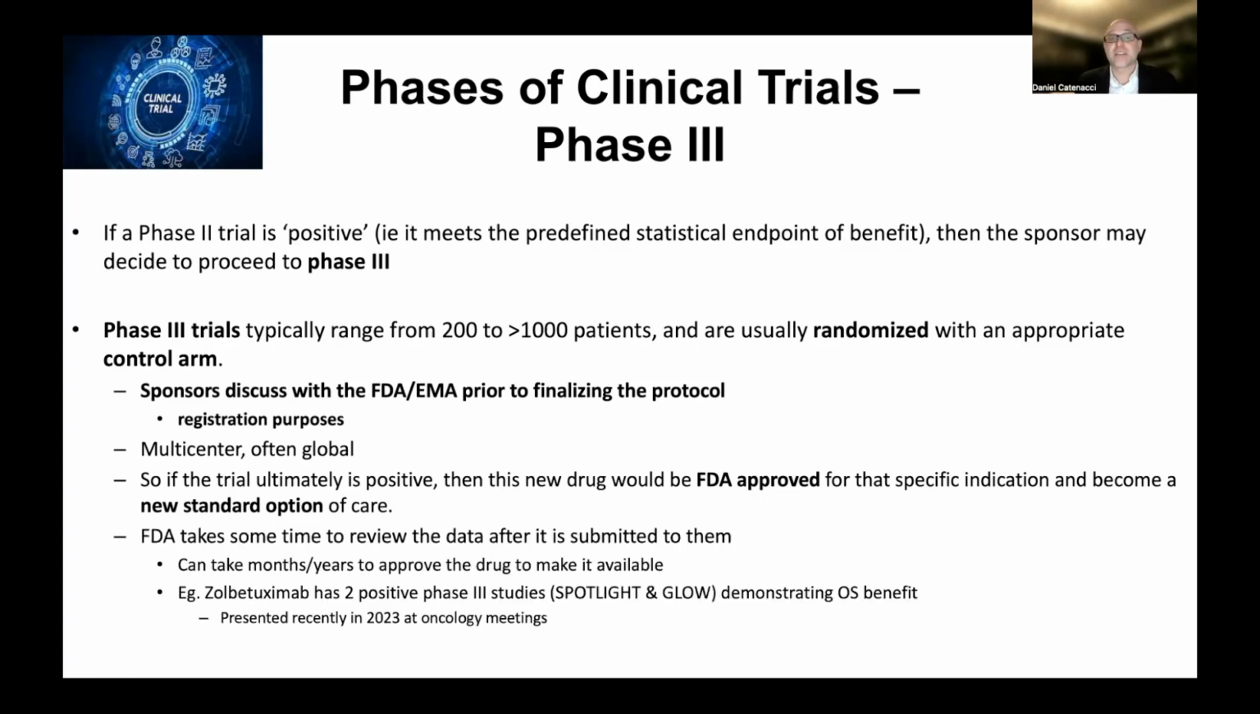The FDA does take some time to review the data even after it's reported, and so these drugs aren't immediately available. It may take some time, months usually, and hopefully sometimes years, to approve a drug and make it actually available for patients. An example of that presently, in April of 2023, is zolbetuximab, which has 2 positive phase 3 studies called Spotlight and Glow, showing overall survival benefit. They were just recently presented in the last few months. But we are waiting now for approval so that we can actually get access to the therapy.